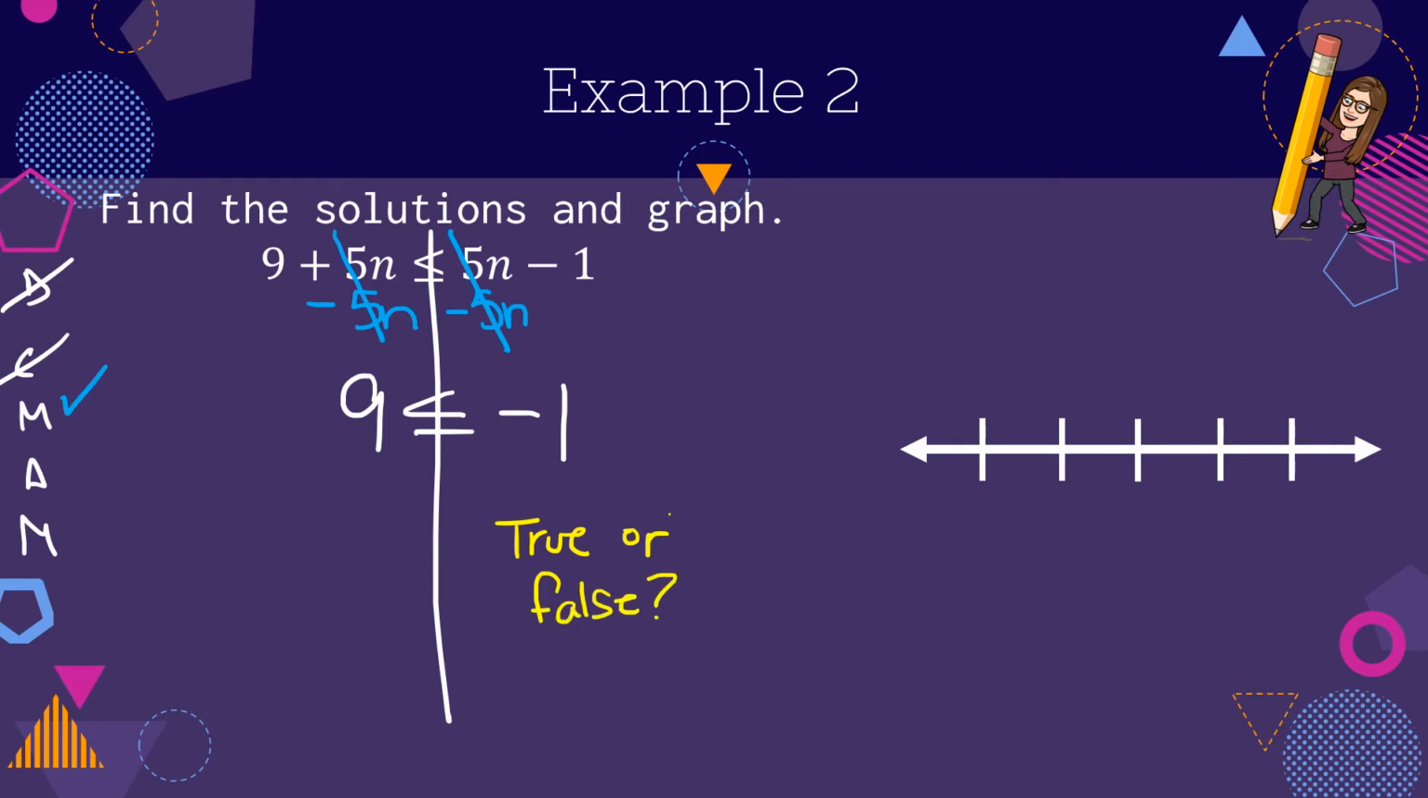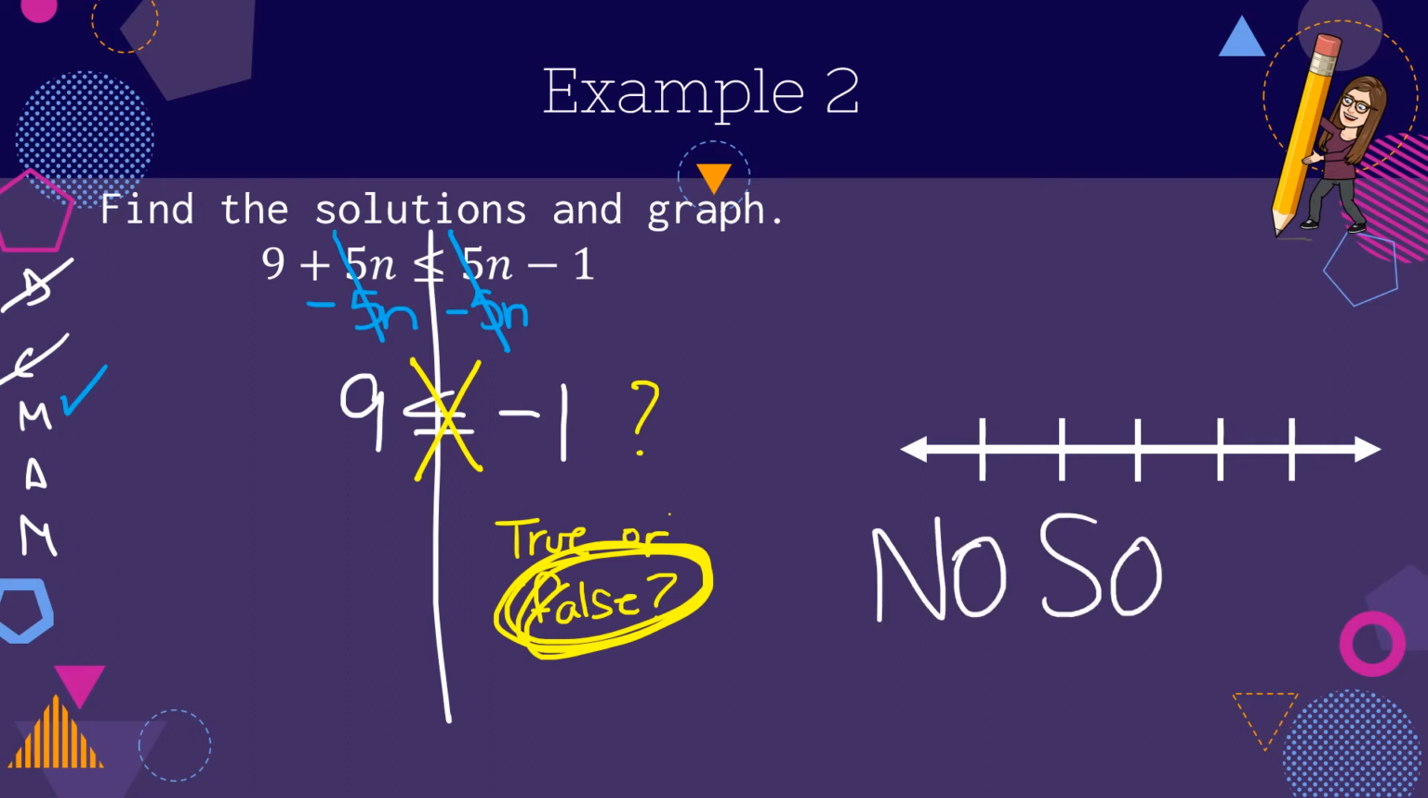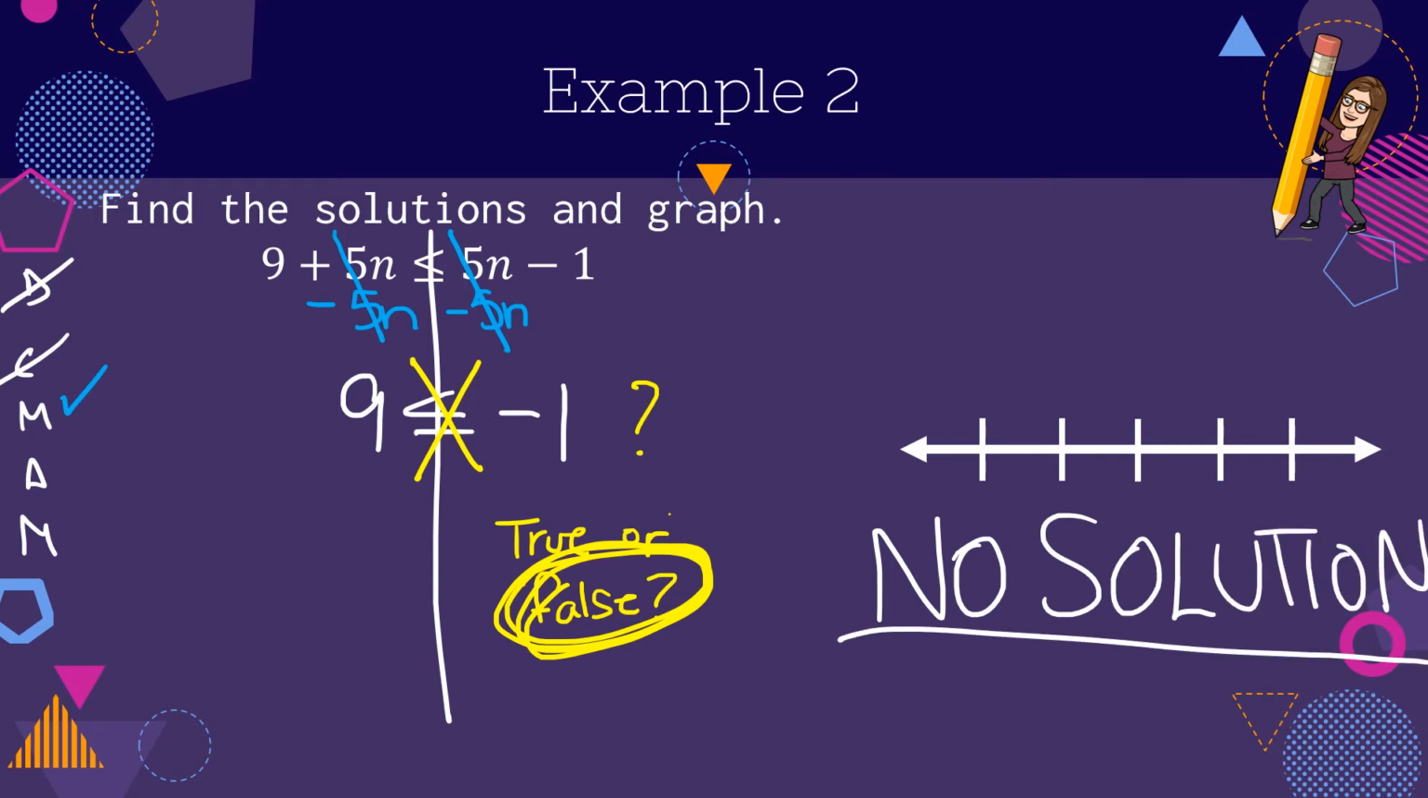Okay, well, let's take a look. Is 9 less than -1? No, that's not good. That's not true. So this is false. If it's false, we have a special answer. That answer is no solution, meaning there's no number in the world that'll make this inequality work. If there's no solution, you get to skip the graph because there isn't one. There's nothing to graph. There's no solution. So this only happens if all the letters disappear.